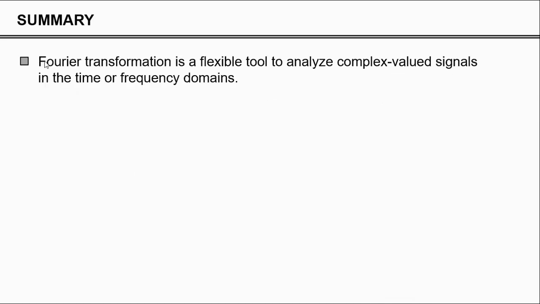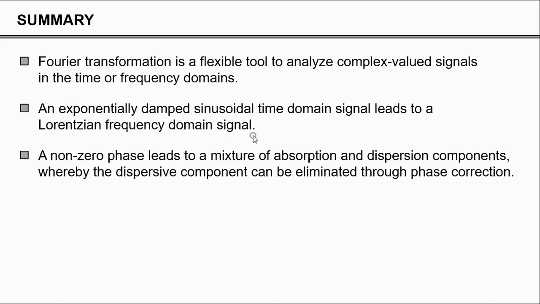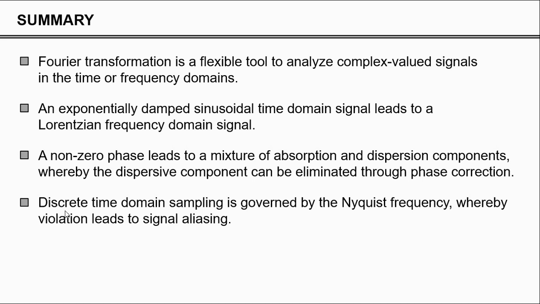So in summary, Fourier transformation is a flexible tool to analyze complex valued signals in a time or frequency domain, and you can go back and forth. If you have an exponentially damped sinusoid, it will lead to a Lorentzian frequency domain signal. If you have non-zero phase in the time domain, you're going to get a mixture of absorption and dispersive component in the frequency domain. The dispersive component is undesirable and can be eliminated through phase correction, either automated or iteratively manually.